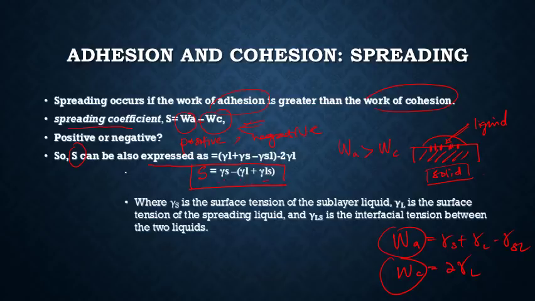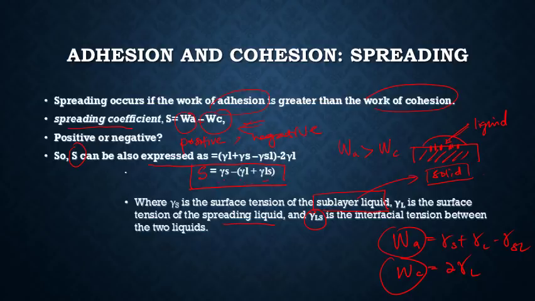In this case, S is the surface tension of the sublayer liquid and L is the surface tension of the spreading liquid. So in this case, the sublayer liquid is referring to this solid. And the interfacial tension is between the two items.